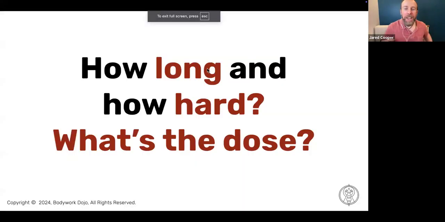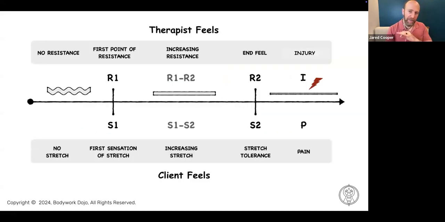There we go. Okay, the next question is, how long do you hold it and how hard do you push? You know what to do now, but what's the dose? It's like, here's the medicine, but what's the dose? How long and how hard? Now, to understand this, we have to understand one more concept, and this will clarify how long and how hard.